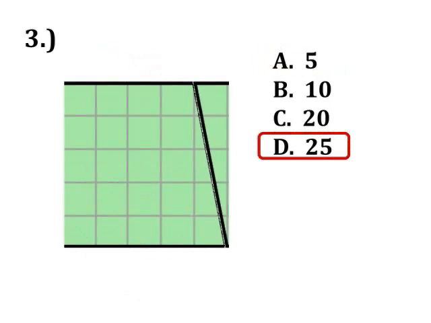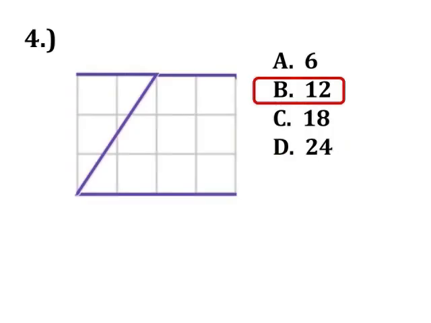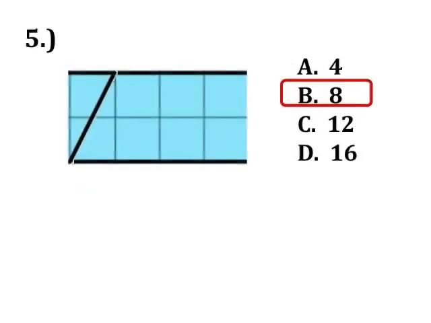For number 3, the correct answer is D. For my solution, nagcut ako ng triangle sa left side ng rhombus. Tapos, inattach ko yun sa right side para maging square. 25 yung nabilang kong square units. Hindi kailangan mag-divide by 2 since hindi naman natin dinoble yung figure. For number 4, the correct answer is P, 12. For my solution, nagcut din ako ng triangle sa right side ng parallelogram. Tapos, inattach ko yun sa left side para maging rectangle. 12 yung nabilang kong square units, hindi kailangan mag-divide by 2 since hindi naman natin dinoble yung figure. For number 5, the correct answer is P, 8. Same solution as numbers 3 and 4.